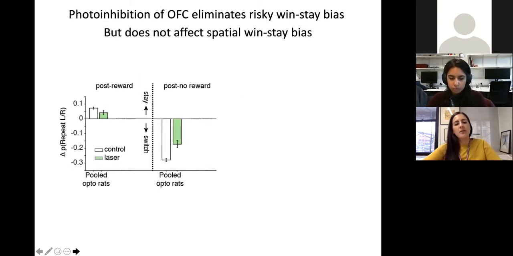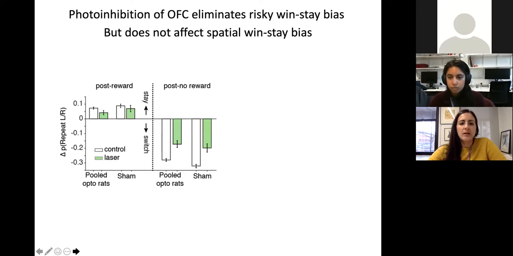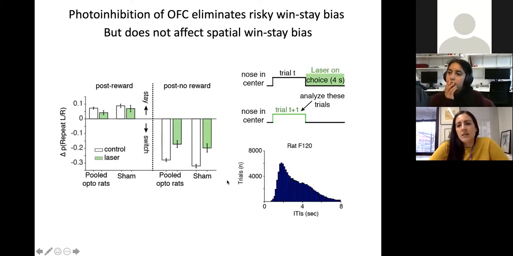And when we first looked at the spatial win-stay bias, it looked like we might also have an effect, right? So if we compare the bias following reward, there's less of a probability of repeating on the laser trials, less of a probability of switching on the laser trials. But those effects were also present in the sham rats, which was kind of intriguing. And so to understand this further, the issue is basically that because we were inactivating after the choice had been made, the opto trials imposed a minimum intertrial interval of 4 seconds.